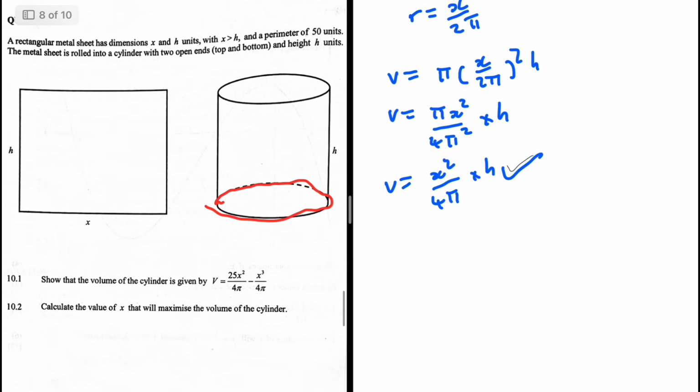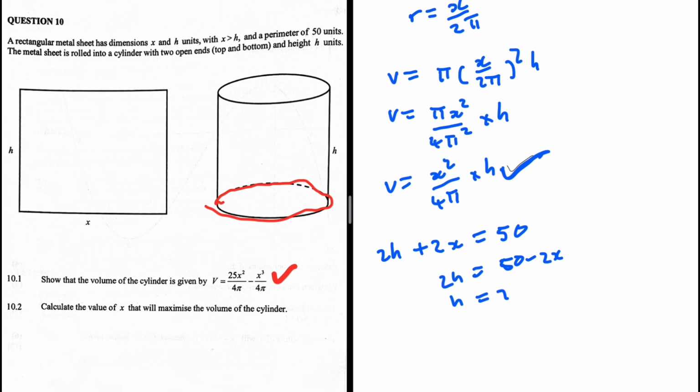We have to go back to the information. We're told that the perimeter is 50 units. So that says to us 2h plus 2x is equals to 50. In what we are supposed to show, we don't have h there, but here we have h. So let's write h in terms of x and get rid of the h. If we do that, we're going to get 2h being equals to 50 minus 2x. So h is equals to 25 minus x.